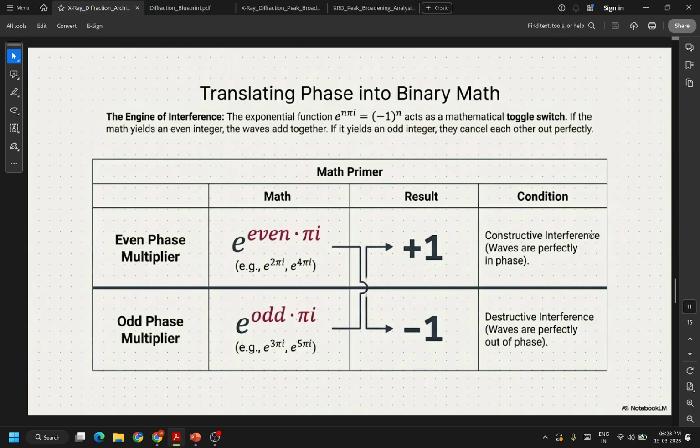So this exponential function e to the power n pi i can be written as minus 1 to the power n, where n is an integer. So if n is even, then it will result in plus 1. If n is odd, it will result in minus 1. So plus 1 would mean constructive interference, that is, waves are perfectly in phase. Minus 1 would mean destructive interference, which means waves are perfectly out of phase. So it acts as a mathematical toggle switch.